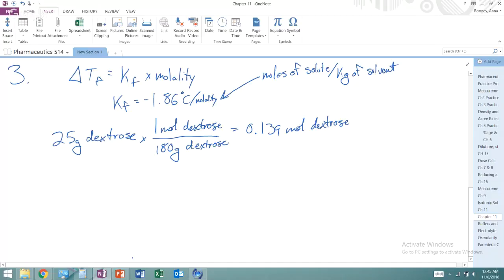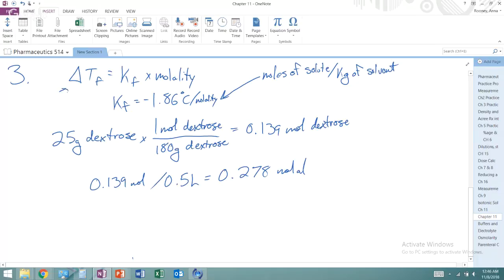So we have to find the molality, and we have 500 milliliters, which is half a liter. So that's the same as kilograms. Liters to kilograms is a 1-to-1. So your molality is 0.139 mole divided by half a liter. And so you find that that is 0.278 molal. And then you have to plug and chug into your equation.